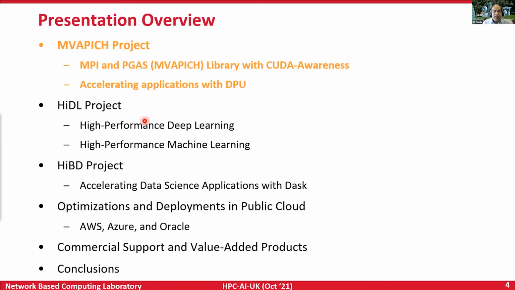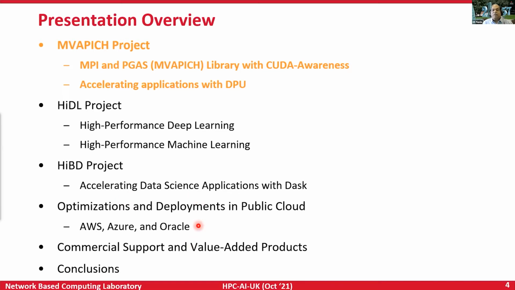So in this context, I'll divide my talk into different parts. I'll start with the MVAPICH project, the basic MPI project we have been doing for 20 years. I'll soon introduce that if you are not familiar. But I'll spend some time on how you can accelerate applications with the DPU technology, purely from the MPI side. Then I'll show how you can build deep learning, machine learning stacks on top of MPI. Then I'll move into data science applications, things like Dask.